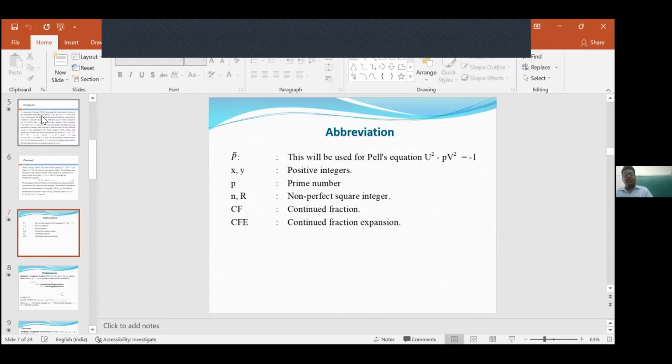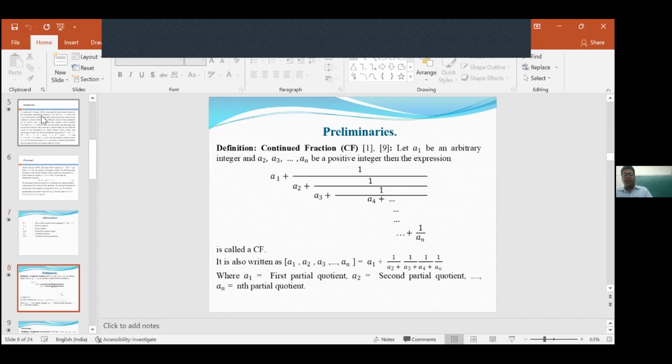These are some abbreviations of my paper, and the preliminary: continued fraction.